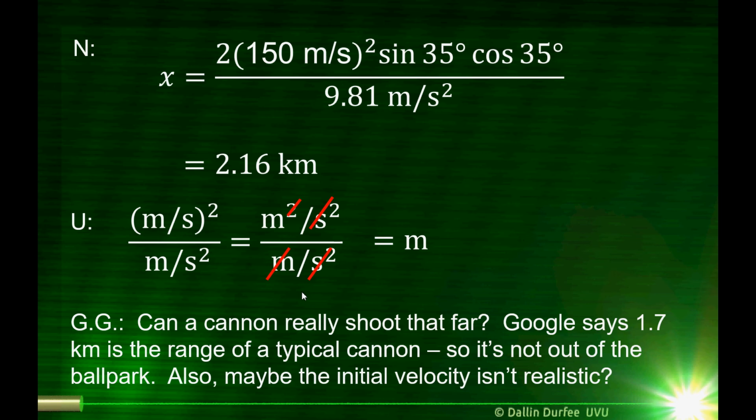Well, I checked Google, and Google says 1.7 kilometers is the range of a typical cannon, so it's not out of the ballpark. Also, maybe the professor made up an initial velocity that isn't realistic. So 2.16 kilometers is reasonable. If it had been like 1,000,000,000 kilometers or a micron, then I would have said, oh, this is crazy, that can't be right. But there's no reason from the size of the number for me to think that I did this problem wrong at this point.